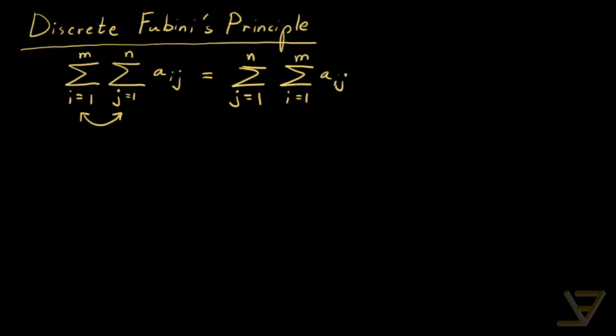So really we were able to exchange these two sums without any hassle. But it's not always the case that it's so simple, and we'll get into a more complicated example in a moment. But let me prove why this is true.